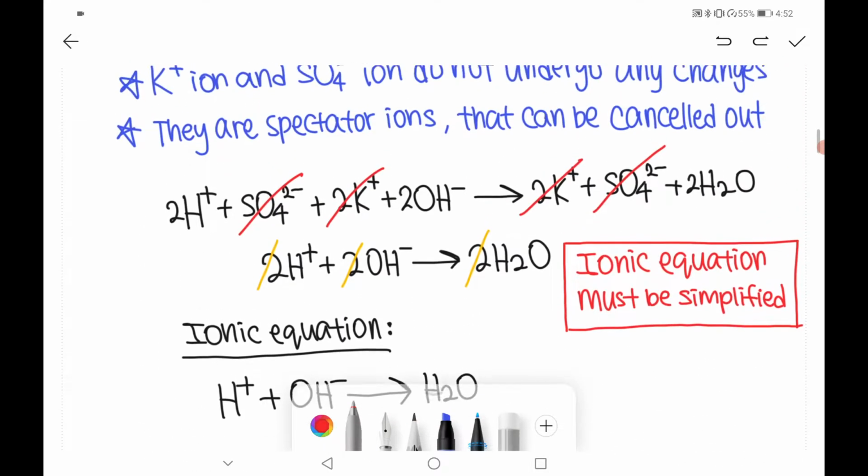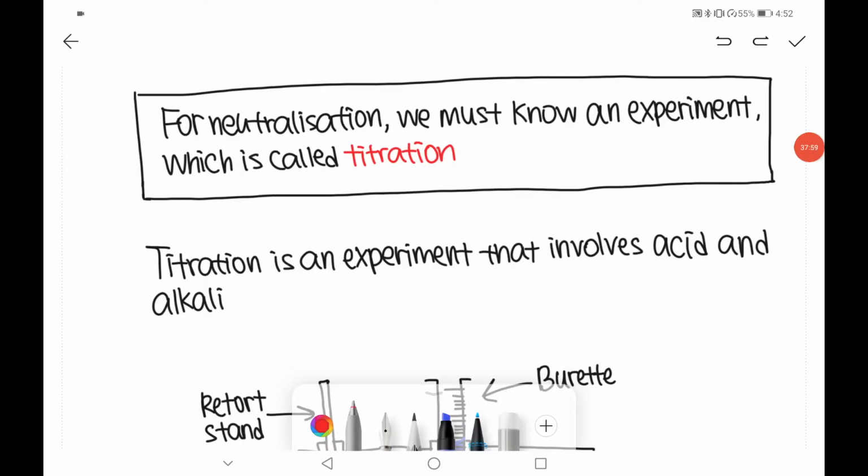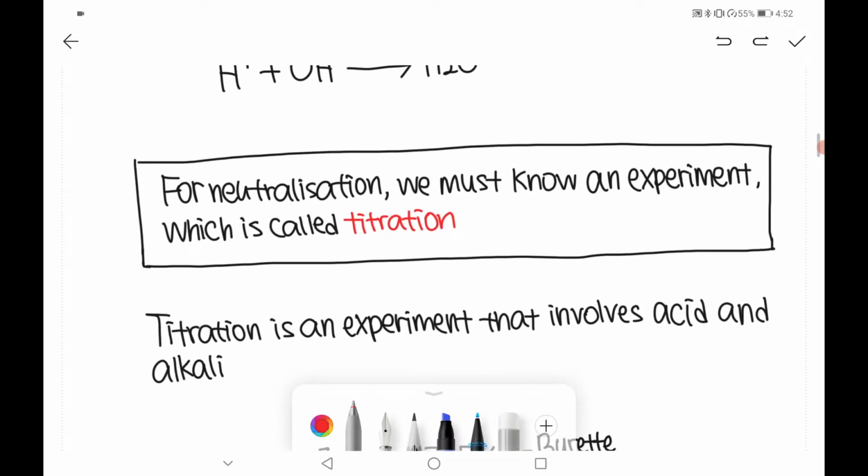Now we're going to move on with another important concept. This is the last concept that we must learn before we start with calculation. For neutralization reaction, there is a very important experiment, which is called titration. This is very popular in SPM, so I'm going to put a 5-star here so that you know this is a very important experiment that you must know.